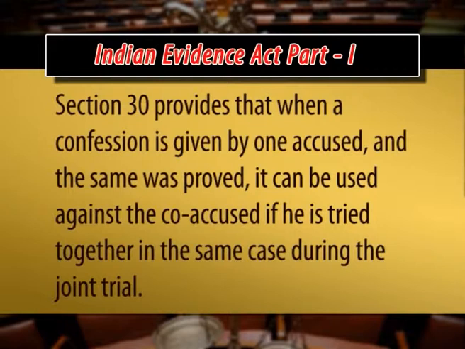For example, B asked A, an accused of murder, to make the confession to him, and he, B, promised that he will not disclose it to anyone. Since it is an extrajudicial confession which is admissible, it will not be held inadmissible only because there was a promise of its secrecy. Section 30 provides that when a confession is given by one accused and the same was proved, it can be used against the co-accused if he is tried together in the same case during the joint trial.